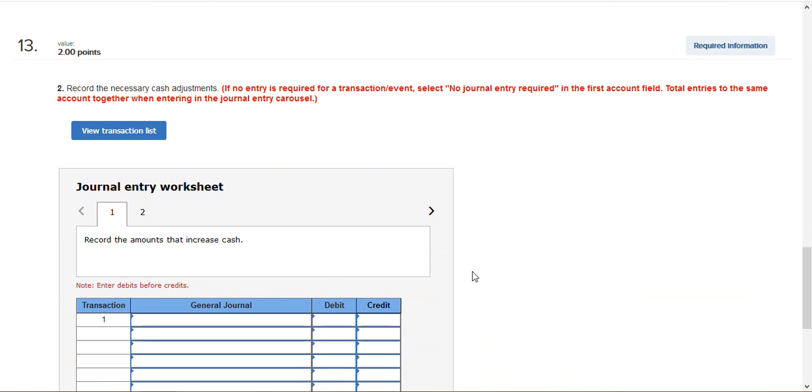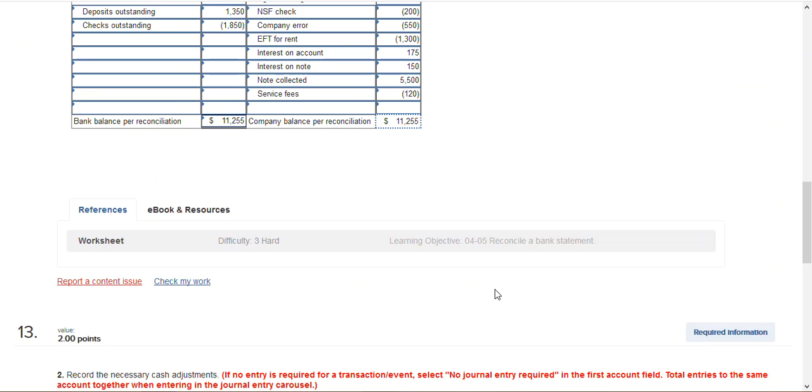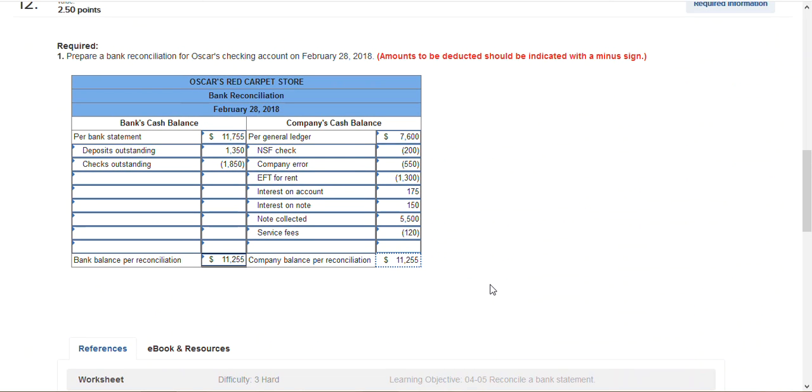And so then this one's tied to that. It says record the necessary cash adjustments. So we've got two entries on this one. We've got record the amounts that increase cash, and then the other ones record amounts that decrease cash. So I'm not going to do those. I'm going to let you do those, but just wanted to give you some guidance. So when you finish your bank reconciliation, you need to do journal entries, but only on the adjustments that happen over here on the company's side of the bank reconciliation.